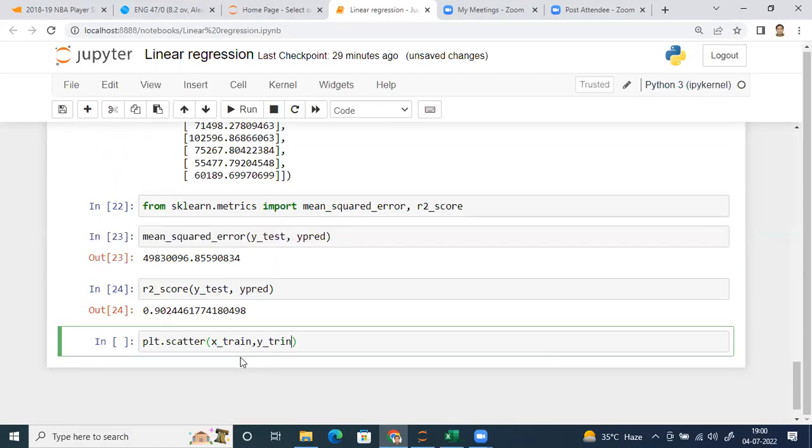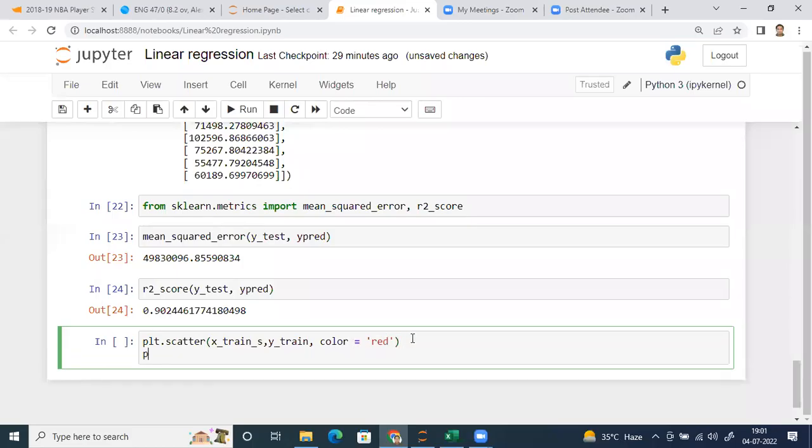Okay, x train scaled we have taken now, x train scaled, and y train, and suppose the color I'm picking is red. On the same visual I want to plot one more plot, a line plot, so that we can see whether my model is predicting a line or not.